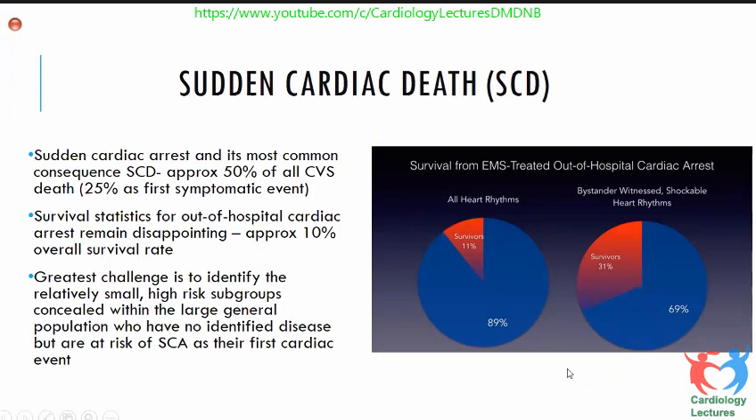Sudden cardiac arrest, and its most common consequence, sudden cardiac death, account for about 50% of all cardiovascular death worldwide. Survival statistics for out-of-hospital cardiac arrest remain very disappointing, approximately 10% overall survival rate. The greatest challenge we're now facing is trying to identify the relatively small high-risk subgroup concealed within the large general population who have no identified disease but are at risk of sudden cardiac death at their first cardiac event.